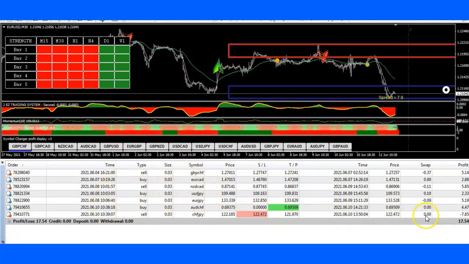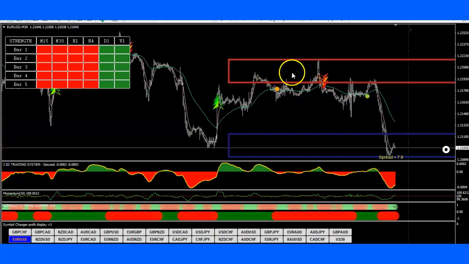As you can see, I have a lost trade. It's CHF JPY, but we're still in profit. This is my small account, but I have a bigger account where I do exactly the same trades. So we're still in profit for the last 5 weeks, with the indicators and a strategy that I'm following strictly on the 30-minute.